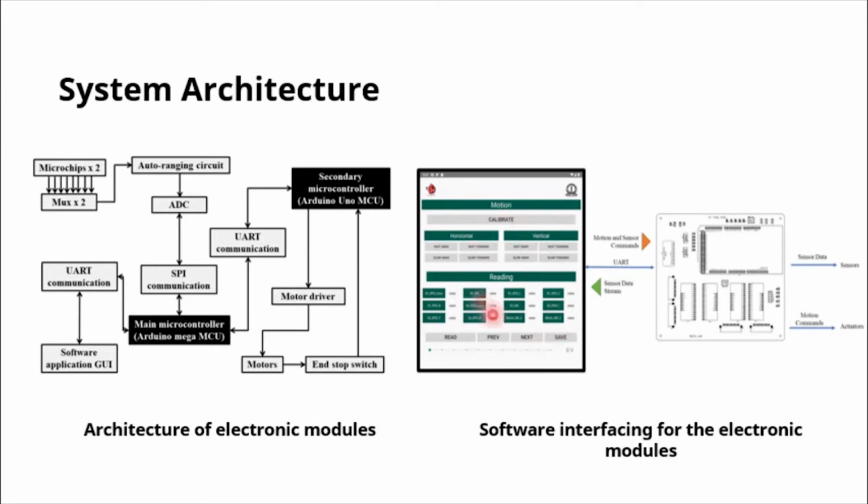Now, the system overall is controlled by a software application running on a tablet PC. The software application communicates with the electronic module through the UART port, or the Universal Asynchronous Receive Transmit port, and commands for motion actuations of the system, as well as acquiring data from the different sensing lines of the system, are taken care of by the software application.